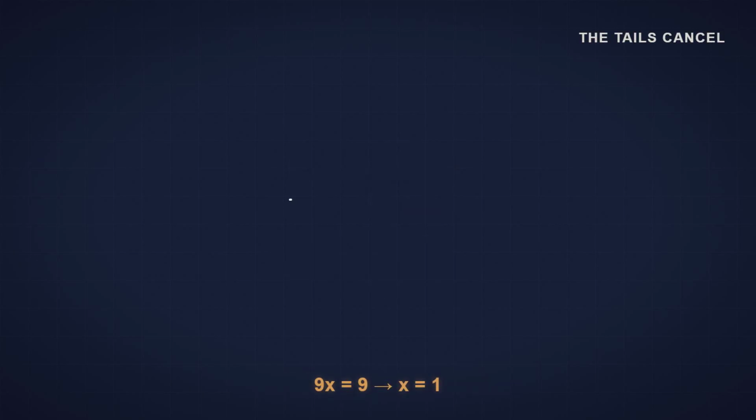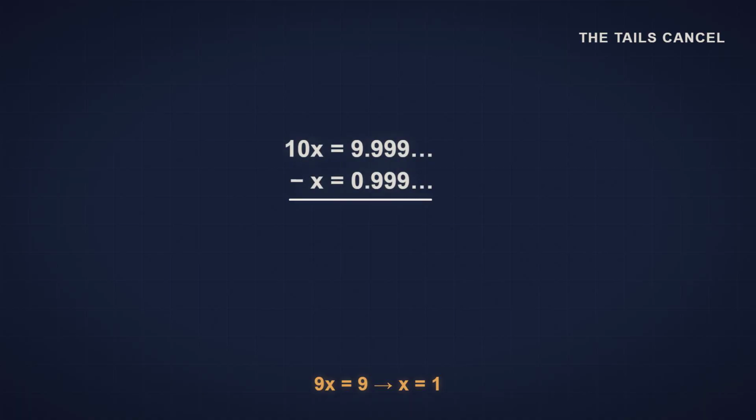Subtract the first line from the second. On the left, 10x minus x is 9x. On the right, 9.9 repeating minus 0.9 repeating is exactly 9. Every digit in the endless tail cancels against the identical digit below it. So 9x equals 9. Divide both sides by 9 and x equals 1. But x was our name for 0.9 repeating. Therefore 0.9 repeating equals 1.